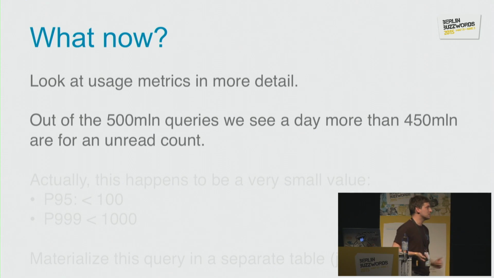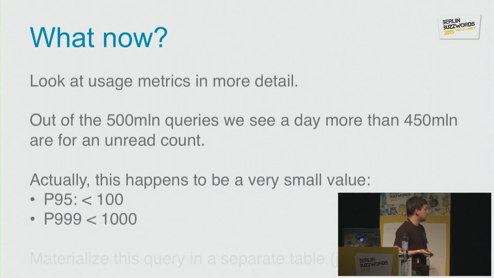So out of the 500,000 queries we see every day, 90% are actually for an unread count. It's important to visualization in Yammer. The reason is that we heavily rely on real-time delivery through Command D. So the actual load of an inbox happens relatively rarely, but we refer to the unread count quite often.